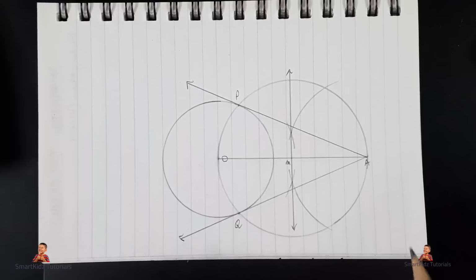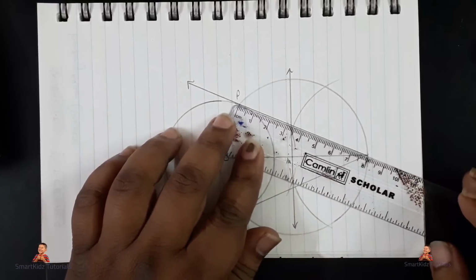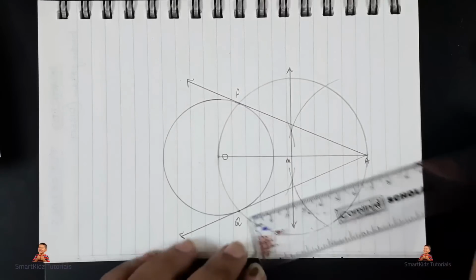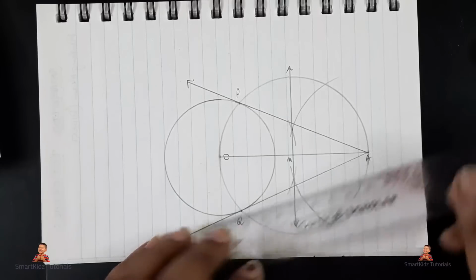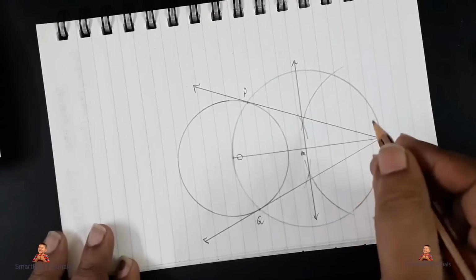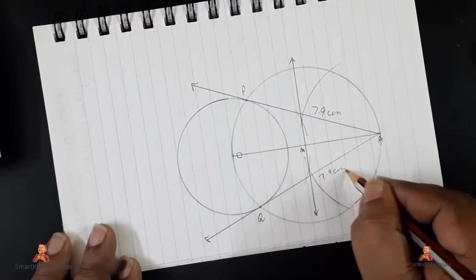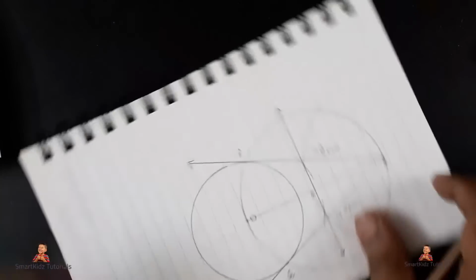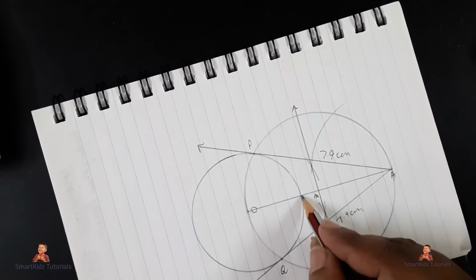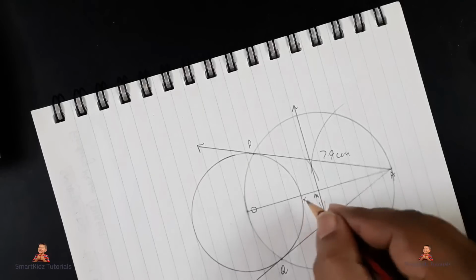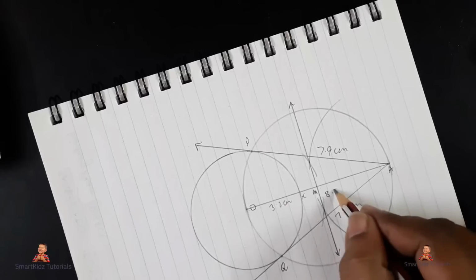After constructing the tangents, we are also asked to measure the tangents. So we'll just measure them. From A to P comes to 7.9, and from A to Q also comes to 7.9. You should know that the tangents should be equal to each other. So 7.9 centimeter and 7.9 centimeter. And we'll mark this. So O to M, O to this point, I will mark this point as, say, X. This is 3.2 centimeter. This whole thing OA is 8.5 centimeters.